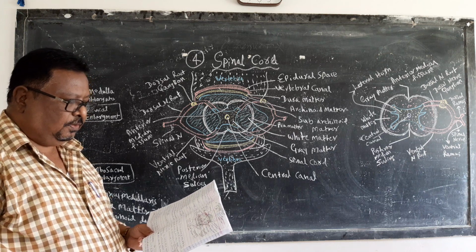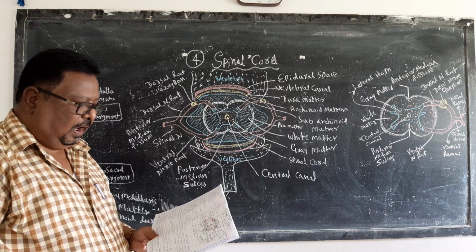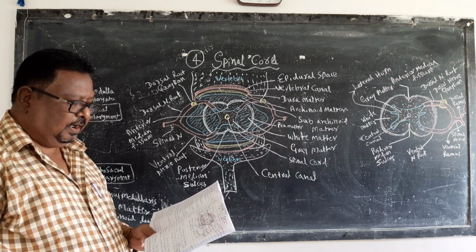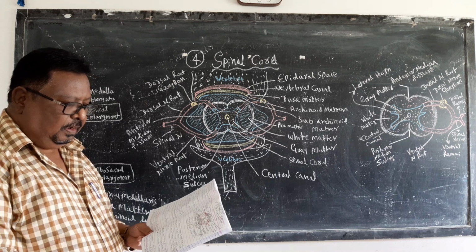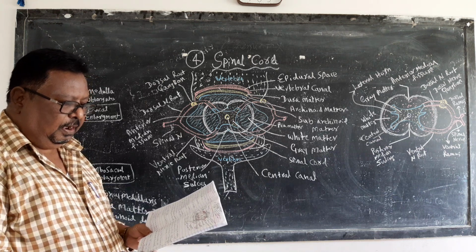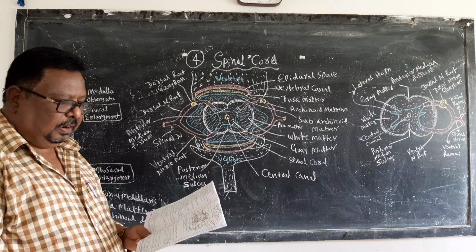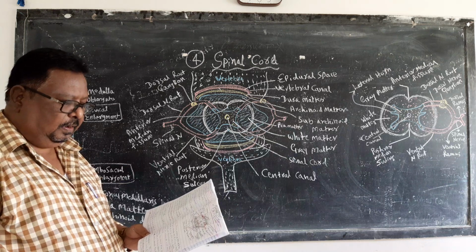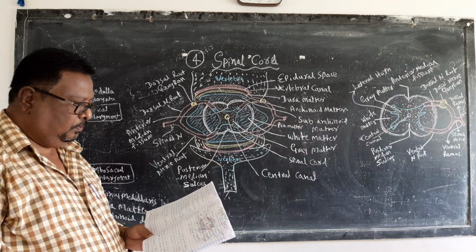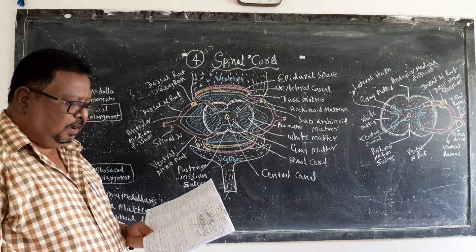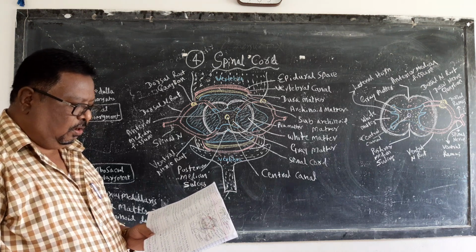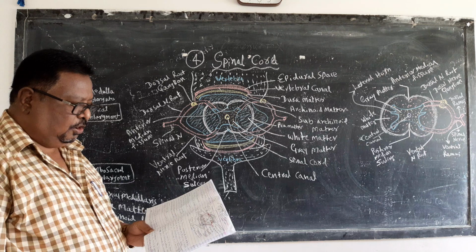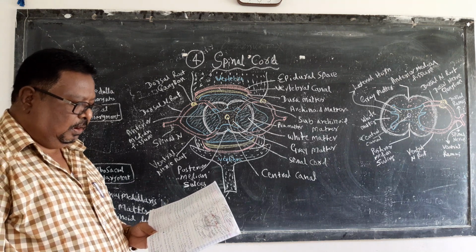The cylindrical structure of the spinal cord is slightly flattened anteriorly and posteriorly. It is a connecting link between the brain and the body parts. It shows two enlargements in two regions for innervation of the limbs.